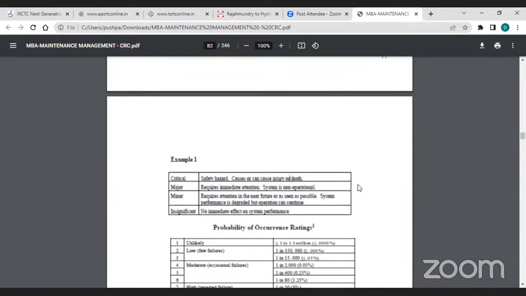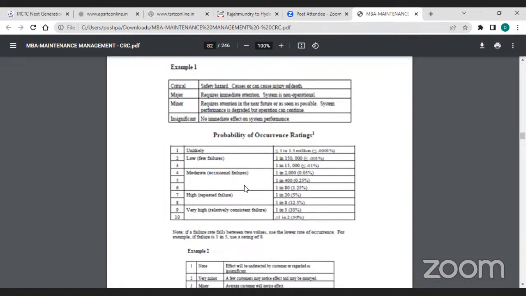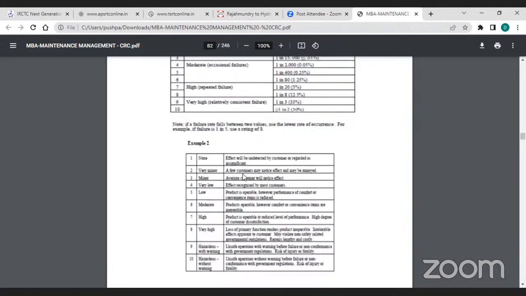And they have given some examples for us. The risk and the probability of occurrence ratings: unlikely, low, moderate, high, very high. Then we have none, very minor, for the impact. Right, very minor, minor, very low, low, moderate, high, very high, hazardous with warnings. Right, so in this way, they will see the impact and rate it.